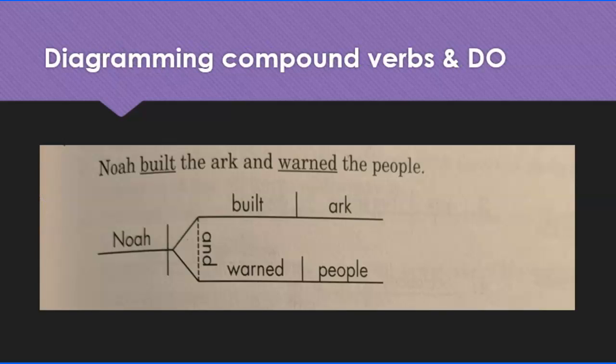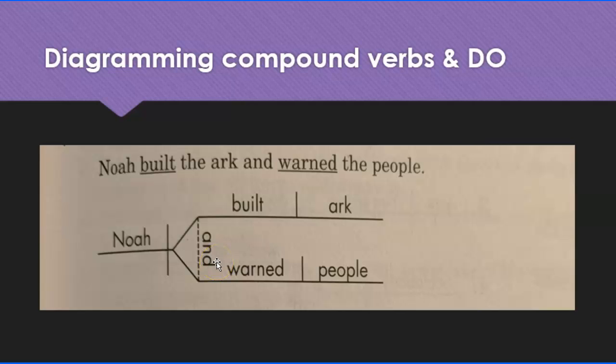Now we have some diagramming, and I have taken the examples right out of your book so that you can refer back to them later. I think that's probably easier than coming up with new. But our diagramming in this case has multiple verbs. And you already know that for a multiple verb, you have to have a pencil point, and you put the word and between. So Noah built and warned. There's our 2 verbs, built and warned.